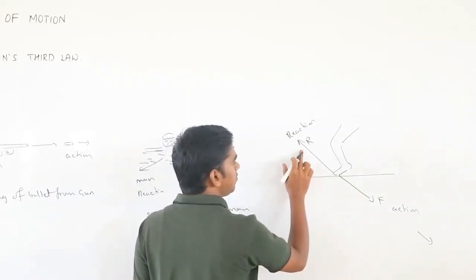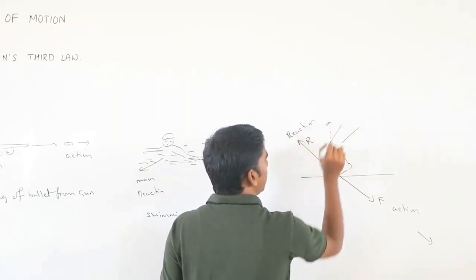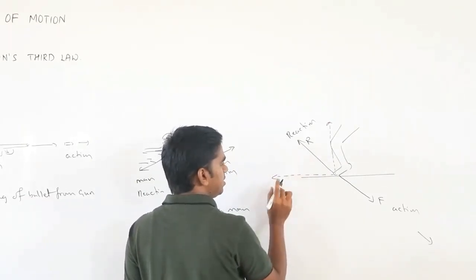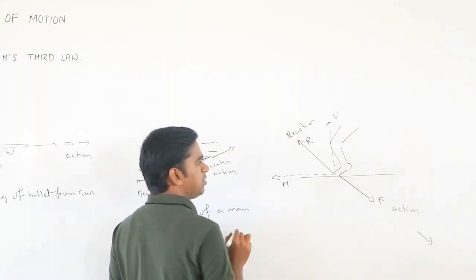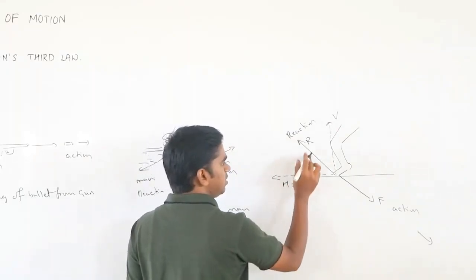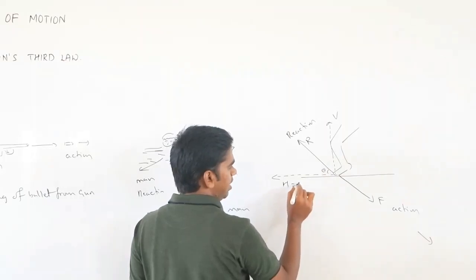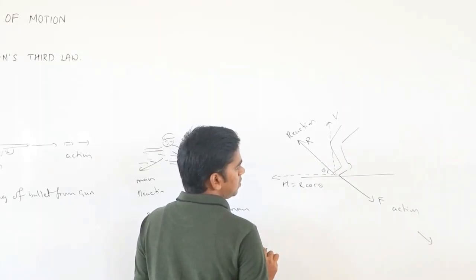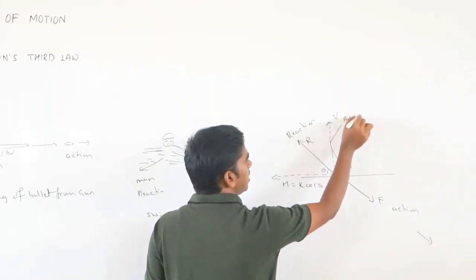Now this force you can divide into two. This is going to be the normal and this is going to be the horizontal. I will take this as the horizontal component H, and this as the vertical component. What is H? If this is theta, you can say R cos theta. Similarly, this is going to be R sin theta.